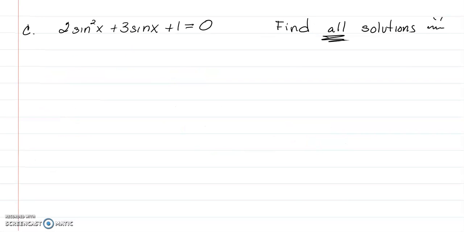I'm going to move into a problem that might be a little bit more challenging for some of you. I have a trinomial. In fact, it's a quadratic trinomial using trig. But I've also changed my interval. I don't have one. I'm basically saying I want every possible solution. I want my solutions in radians.